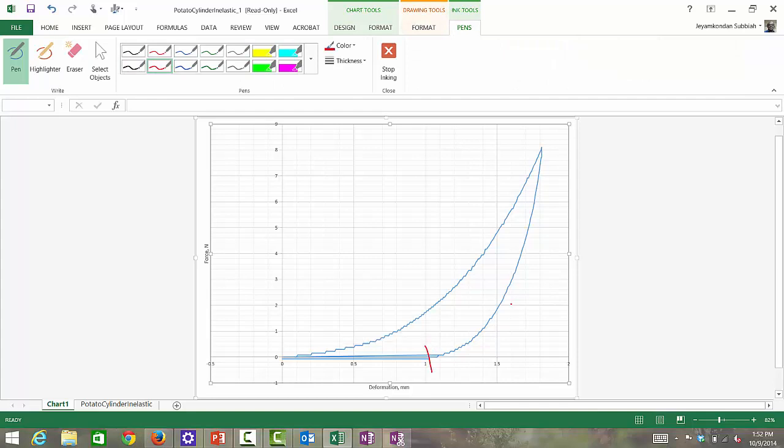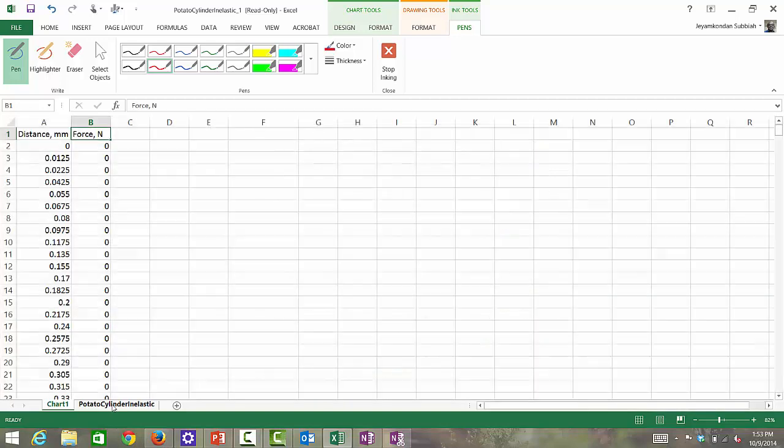So if you look here, let me go to the pen and draw it. So this is the elastic strain. This is the plastic part which didn't get deformed. And now we need to determine the area under the loading curve. So let's go back. How can we do that?